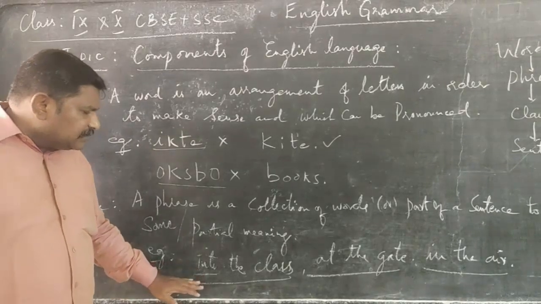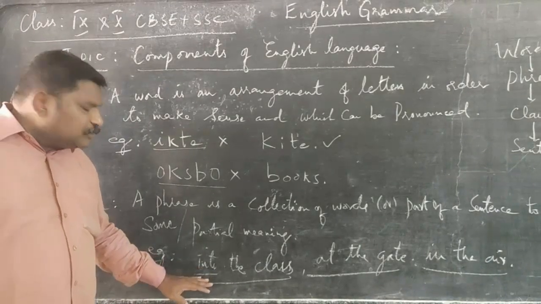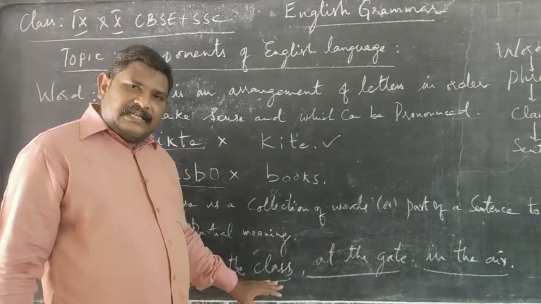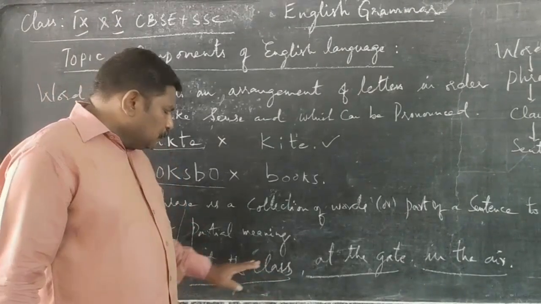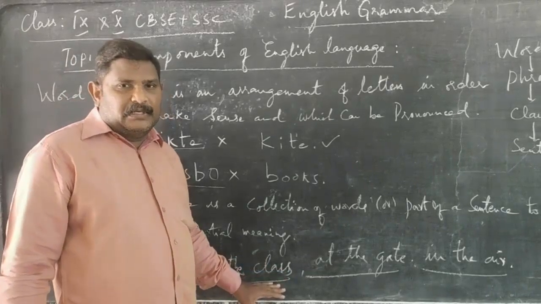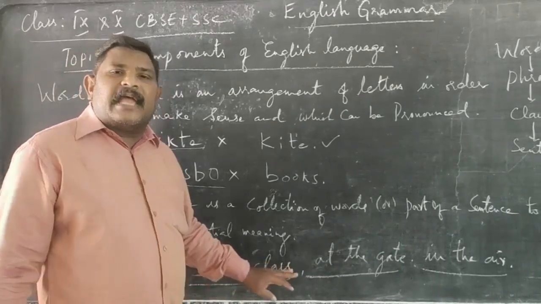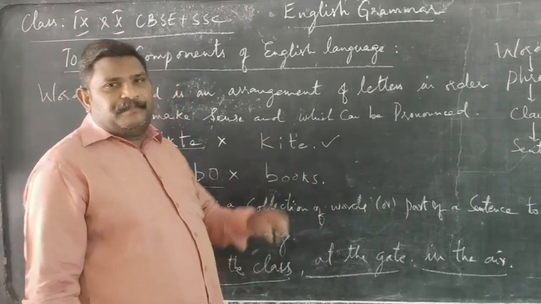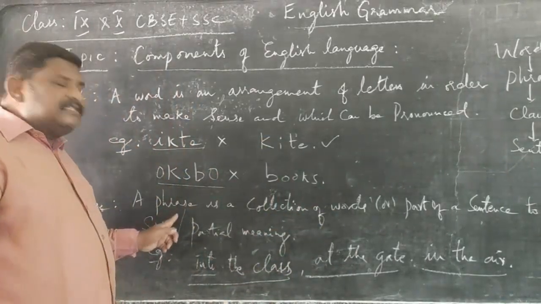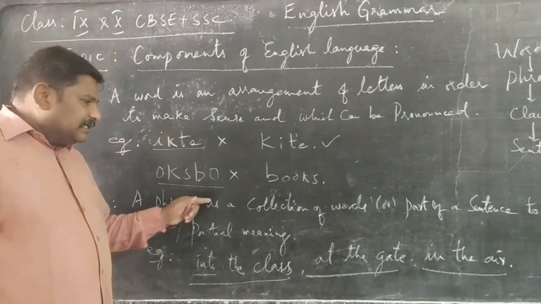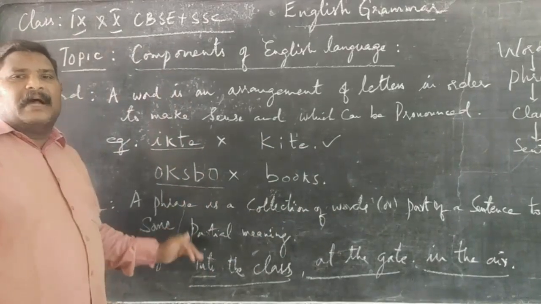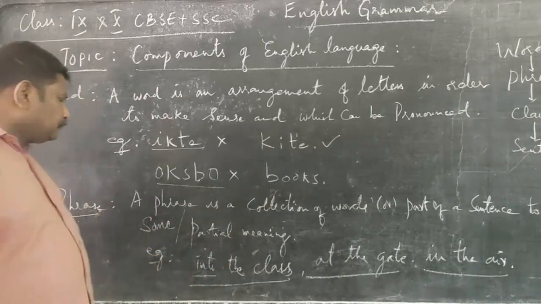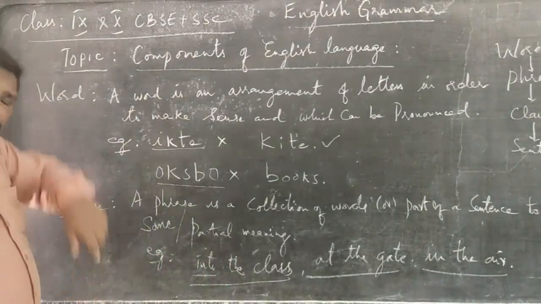Now, if I look at this example of a phrase, "into" is one word, "the" is one word, "class" is another word. So altogether these are three words, but it is not carrying complete meaning. It carries some meaning. So, a phrase is a part of a sentence. No doubt it is a collection of words, but it is only a part of a sentence, which doesn't give complete meaning.